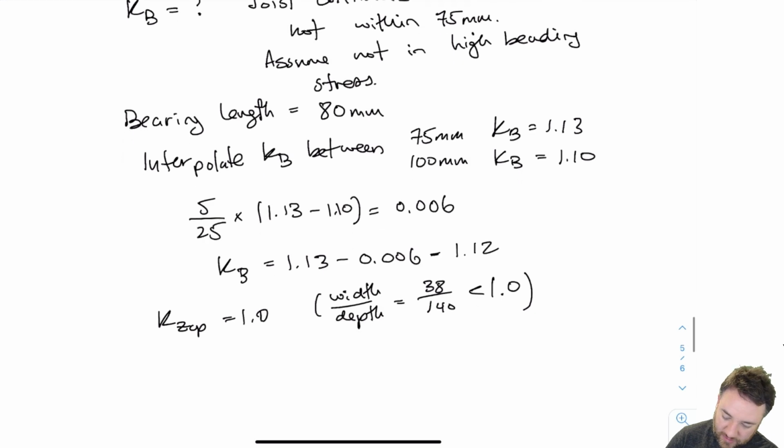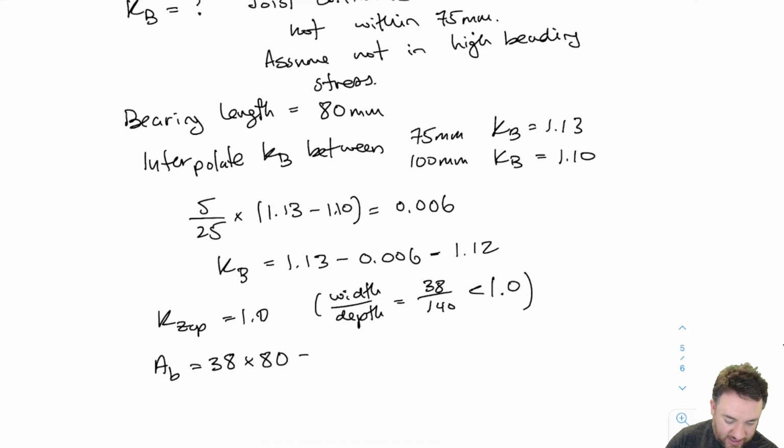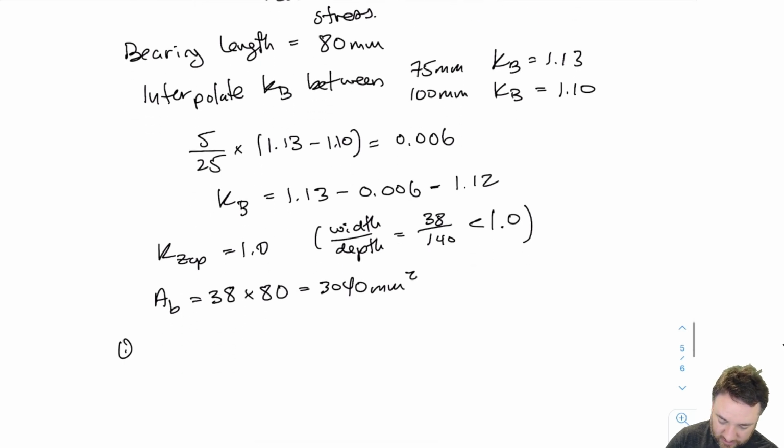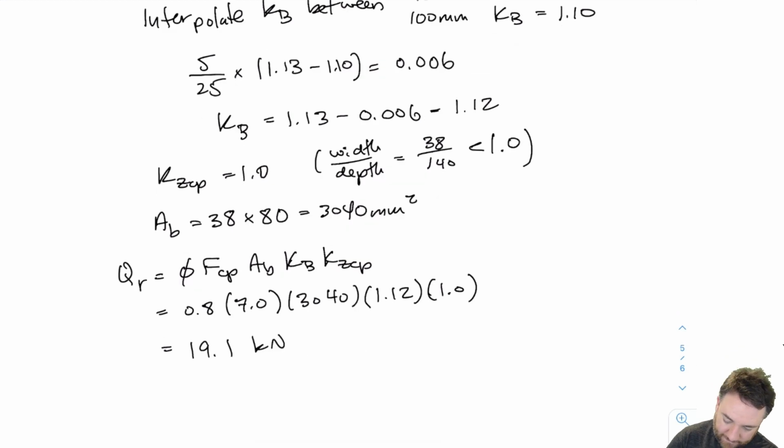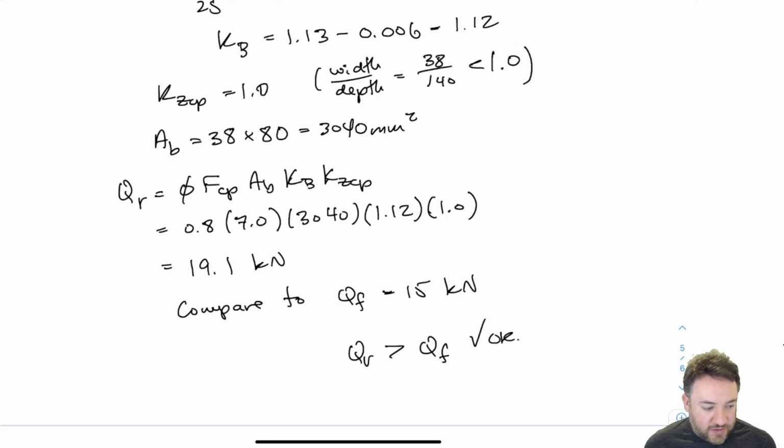Okay, and now what's my area? My bearing area is the same as it was when I was bearing from the joist onto the beam. It's 38 by 80, 3040 millimeters squared. And then I can do my final QR calculation. So I do my QR calculation, I plug in the values that I just determined, I get 19.1 kilonewtons. The load that the beam applies to the joist is the same as the load that the joist applies to the beam, which is 15 kilonewtons. So I check that QR is greater than QF, and it is, and therefore I'm okay.